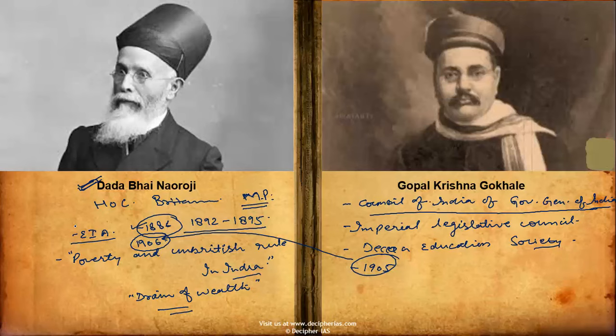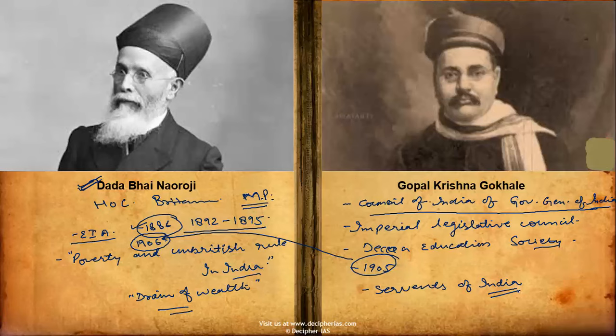So what happened? In 1905, when Gokhale was elected president of the Indian National Congress and was at the height of his political power, he founded the Servants of India Society. Just note down these little facts and the story will keep moving on.